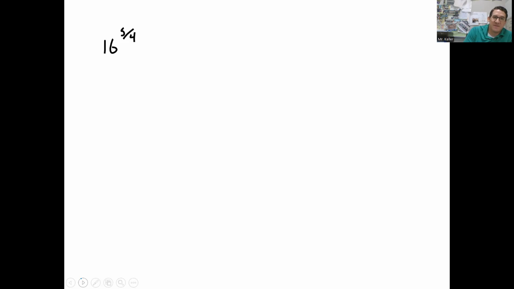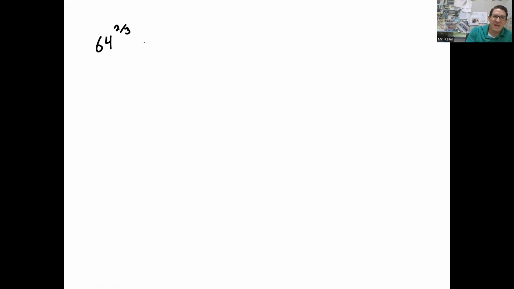So 16 to the 5/4. Again, 16 to the 5th power is going to be tough. So I'm going to do the 4th root of 16 first, and then take the 5th power. The 4th root of 16 is 2. So the 5th power is 32. That's all there is to it. In class, I'll actually show you how to put that as a fractional exponent in the calculator.